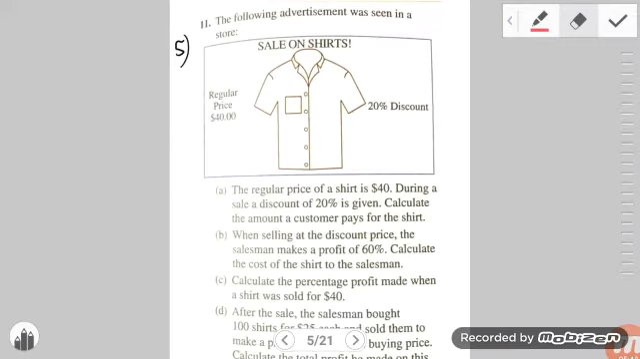Alright, so it says here that the following advertisement was seen in a store. Sales on shirts. The regular price of the shirt is $40 and it's going to be a 20% discount. That's what the advertisement is saying. So with that information, let's see what they're asking us to find here. During a sale a discount of 20% is given. You have to calculate the amount a customer pays for the shirt, if they decide to buy the shirt.